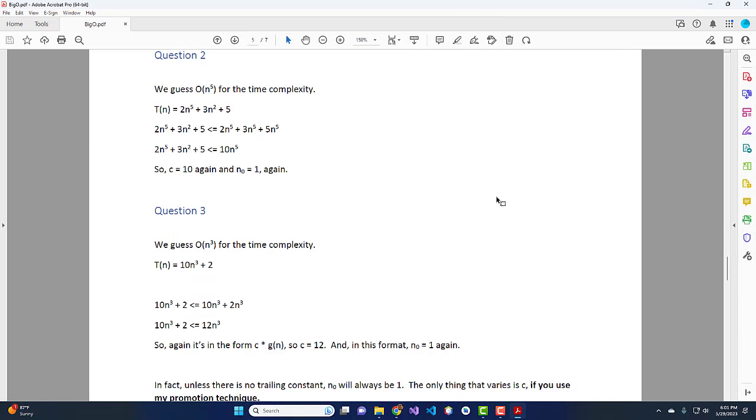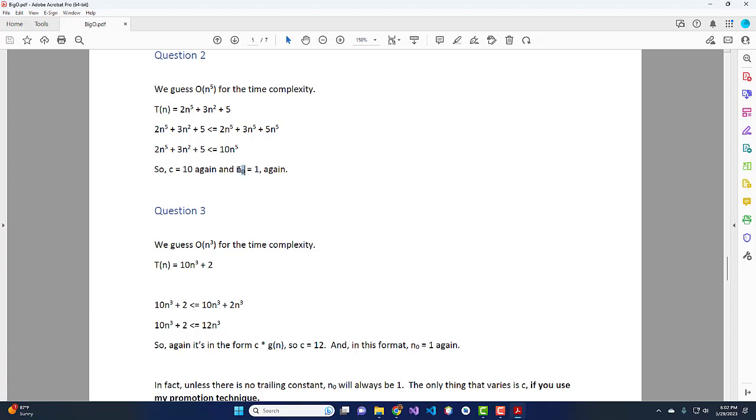So for question 2, for this example, we have 2n to the 5th plus 3n squared plus 5. Again, using my promotion technique, you can put that same t of n on this side, that's our f of n, and then we want to get it in the form c, some constant, times g of n. So if you just copy-paste this to the other side, you're going to end up with 2n to the fifth, 3n to the fifth, 5n to the fifth, and then you can just add those together, get 10n to the fifth, and everyone's happy, right? So this again ends up being c equals 10 and n sub naught equals 1.